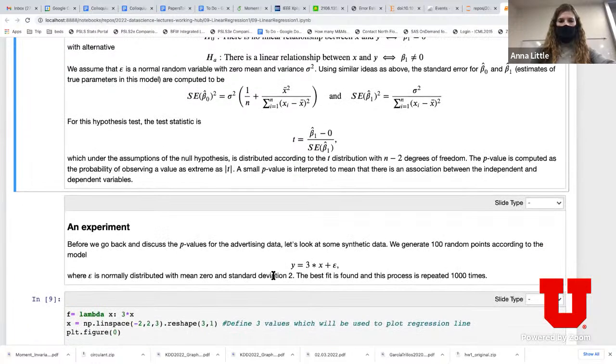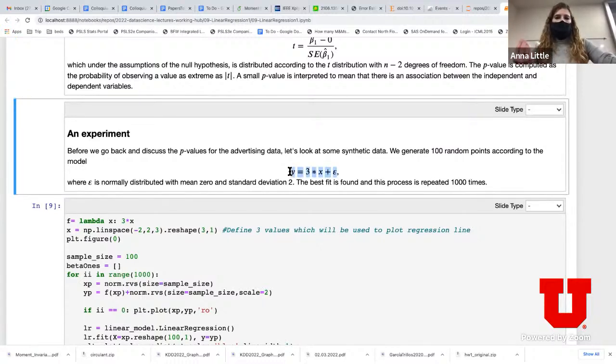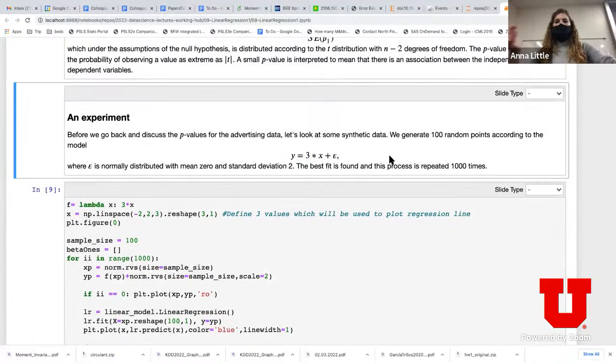All right, so just to kind of drive home this inferential perspective, let's do a little experiment. So let's generate some synthetic data. Let's assume that this is what we actually observe, y equals 3x plus epsilon. And let's say when we take one sample, we'll see 100 points from this model. So we generate 100 random points according to the model y equals 3x plus epsilon. And epsilon here will have a normal distribution with mean 0 and standard deviation 2.